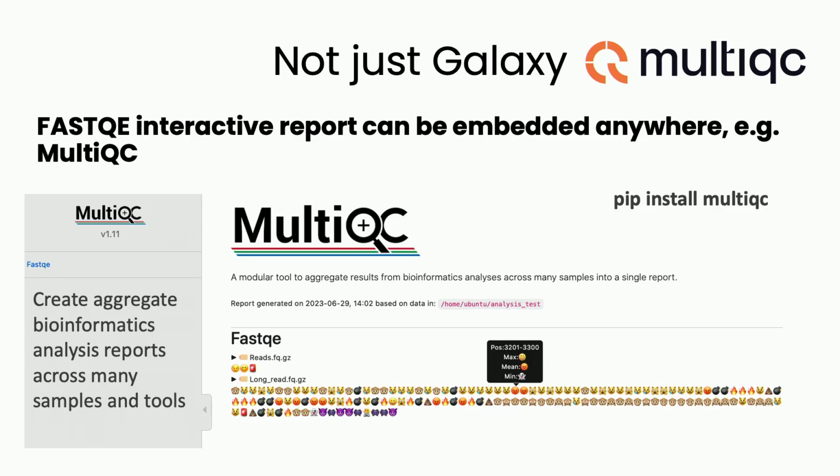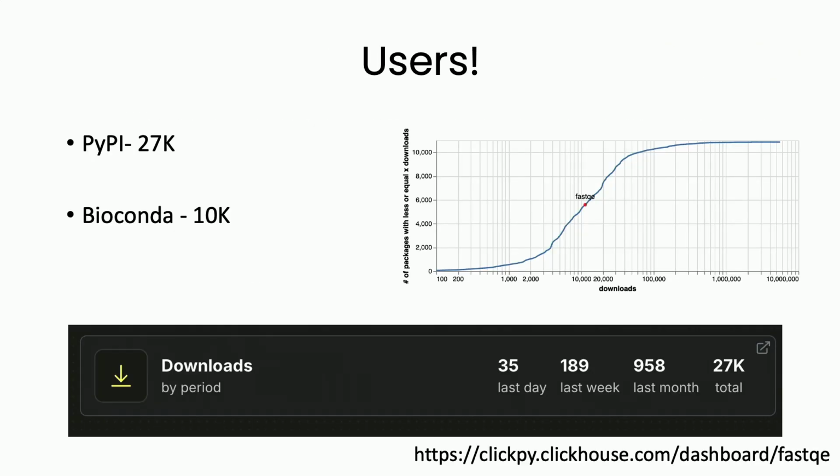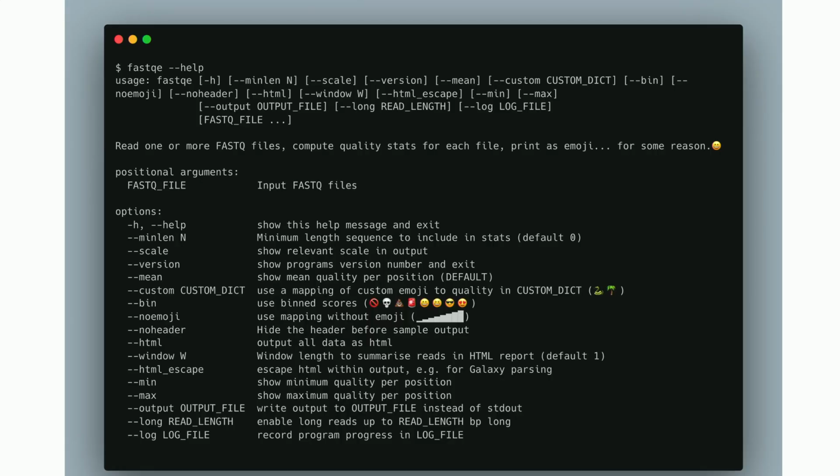So, is anybody using it? Yes, I think so. We've got 27,000 downloads on PyPI, and on Bioconda there's also another 10,000. And you know, it's not the most popular package in the world, but it's also not the least popular package in the world. This is sort of the current state of the command line.